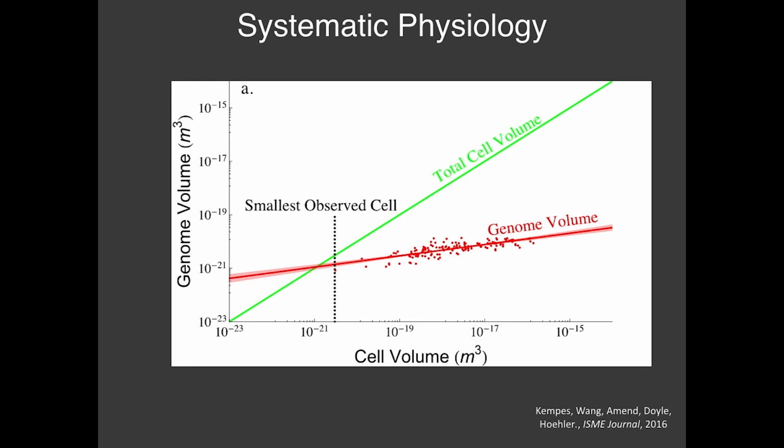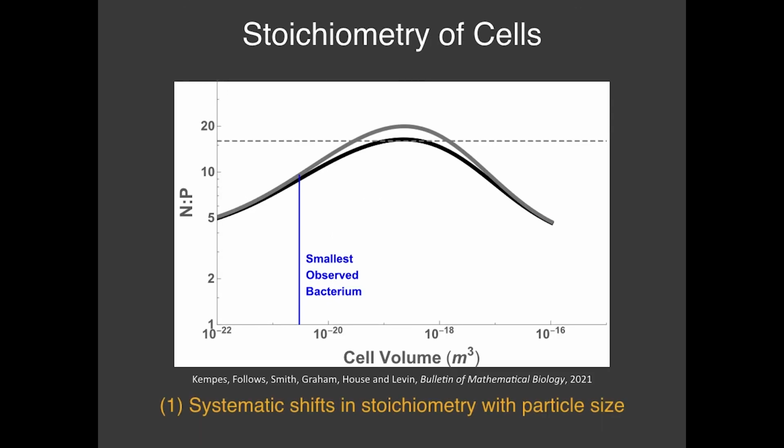And you can do this for all of the macromolecules in the cell, and then make simple predictions for how things like stoichiometric ratios, say nitrogen to phosphorus, will change as a function of cell size. What we find is that you get these complicated but constantly changing relationships between cell size and stoichiometric ratios. The dashed line on this curve is the Redfield ratio, for people who know a lot about that.